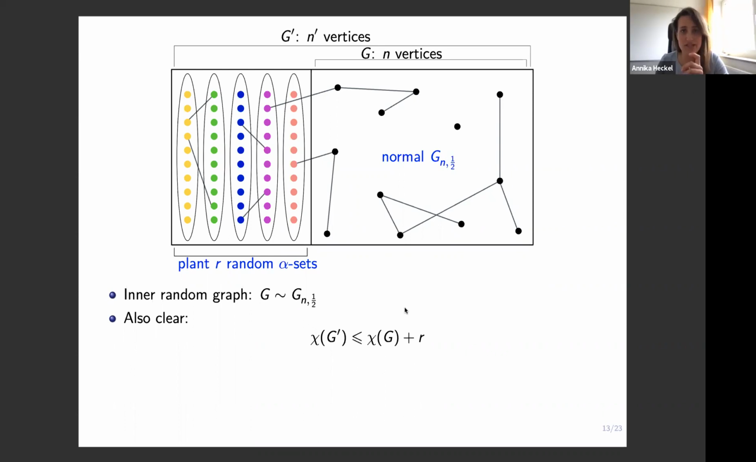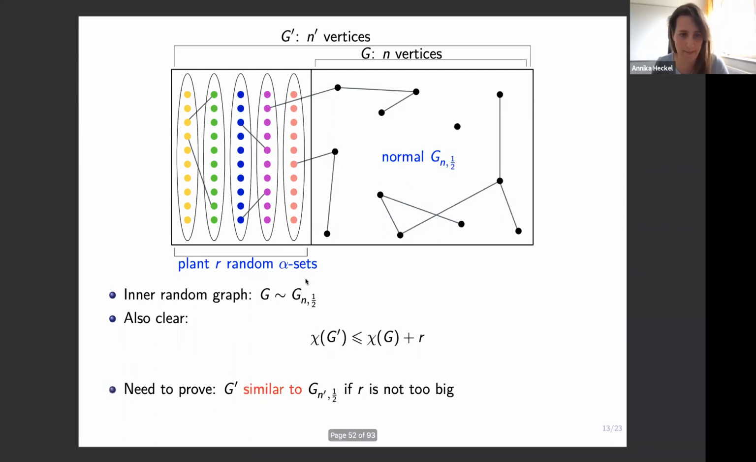Now, the problem is G prime is not G(n',1/2), because we've planted these r random alpha sets. So we've disturbed the distribution of G(n',1/2) with that. So what's left to do is to show that the outer random graph is similar enough to a G(n',1/2), at least as long as r is not too big. We want r to be as big as possible. So how do we do that?